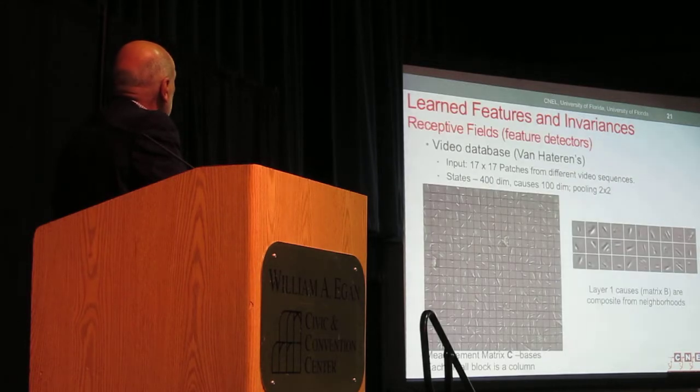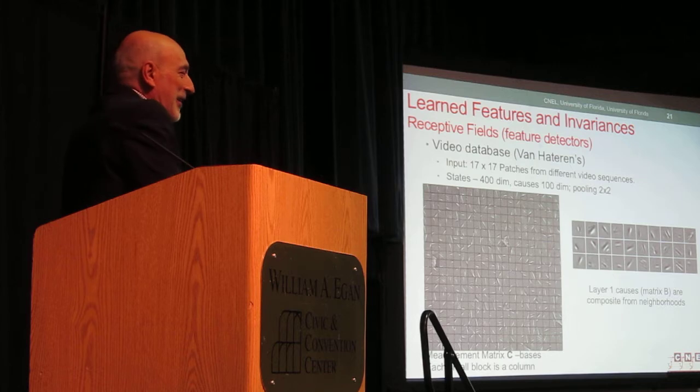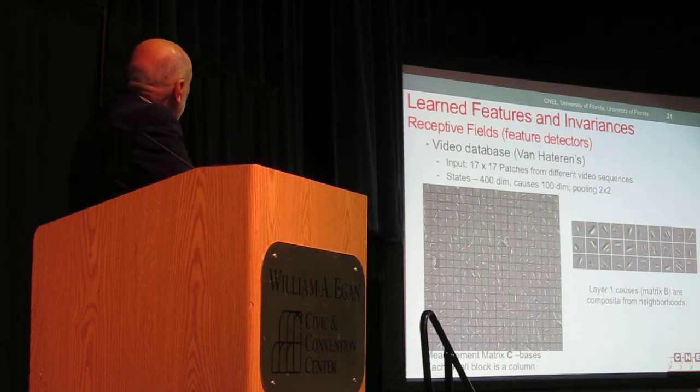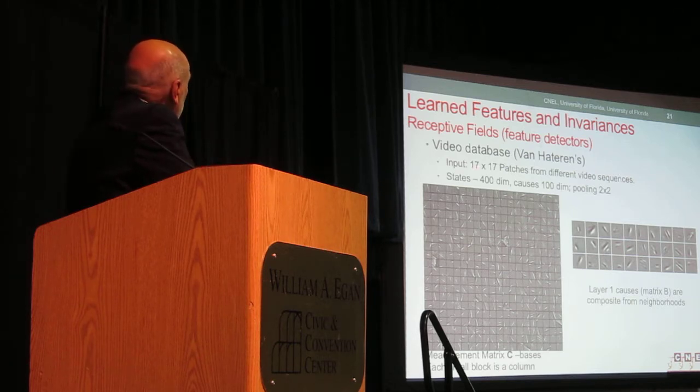All right. So how does this work? I told you all this, and now let's see how this works in real imagery. We used the video database by Van Hateren, that is really videos of natural scenes, and we use 17 by 17 patches. The state model has a dimension of 400. For the causes, we have 100 dimensions. We are doing pooling 2 by 2.